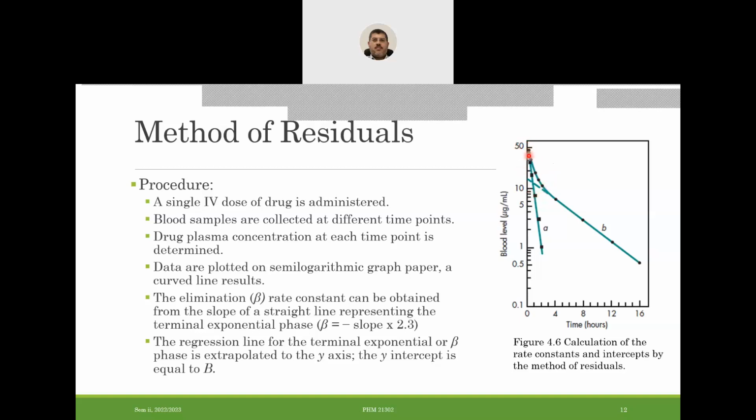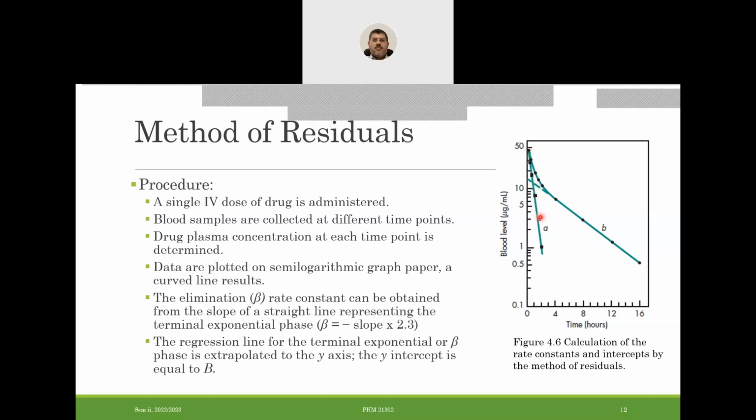In the alpha phase, there are two processes going on: distribution and elimination. We want to remove, or subtract, them from each other. This line represents elimination. This line represents distribution plus elimination, which is the alpha phase. Distribution plus elimination minus elimination will give you only the distribution. So the result will indicate values that represent the distribution process only. We calculate the difference and then plot these points again. We make a new line.